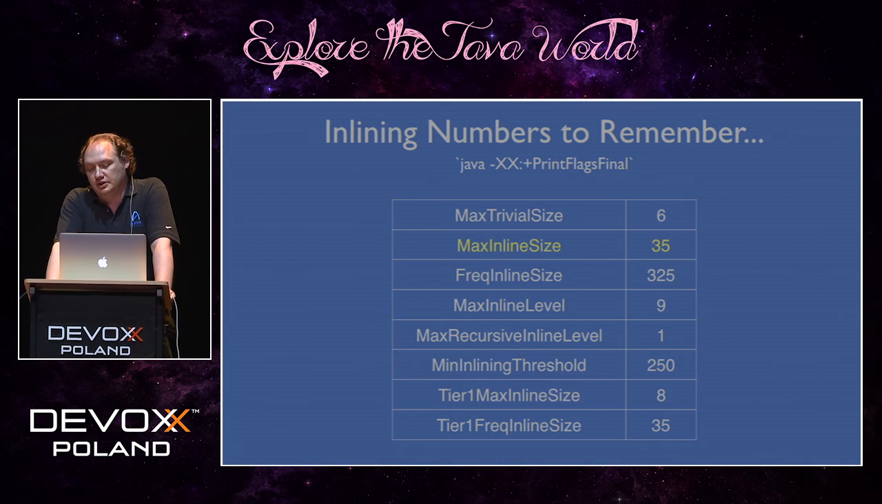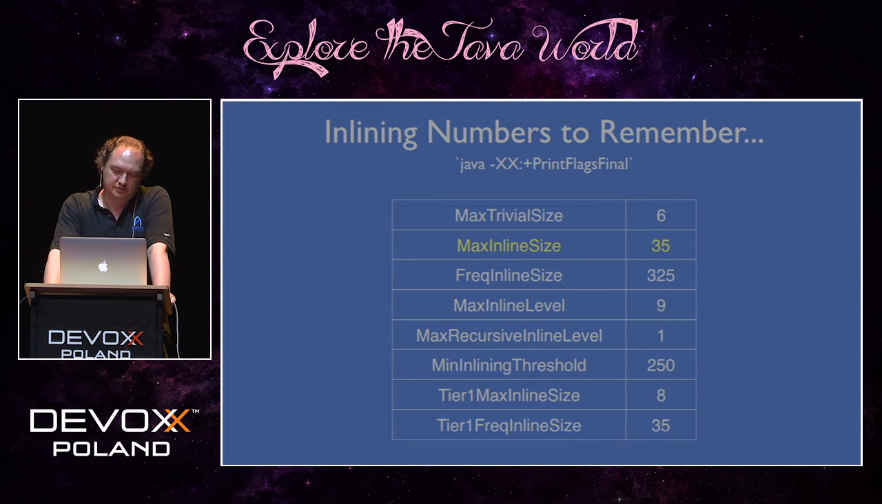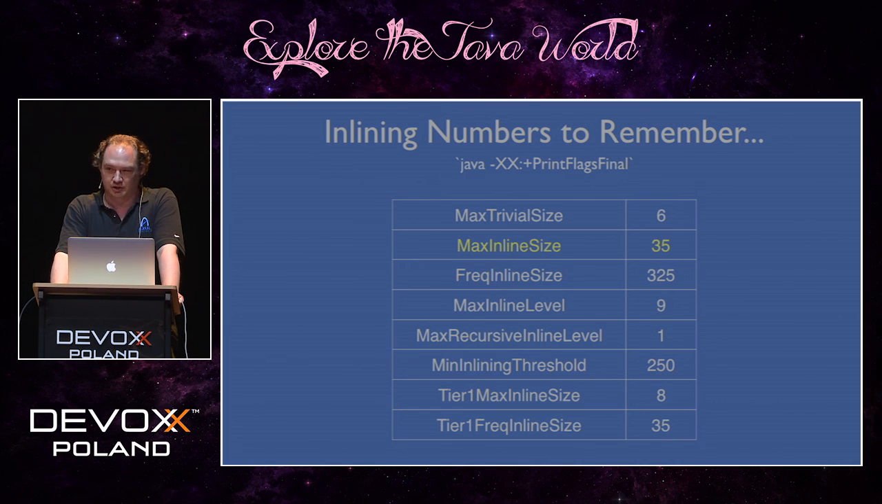And the cutoff number you really need to know is one called the max inline size, which is 35 bytes. It's not a lot of bytecode, to be honest. Hotspot really likes lots of little methods, and that's what you should write. It will glue them together like mad and make it perform well. I have actually seen it glue together 150 methods into a single compilation. You do not want to write 150 methods all as one free-form piece of code.